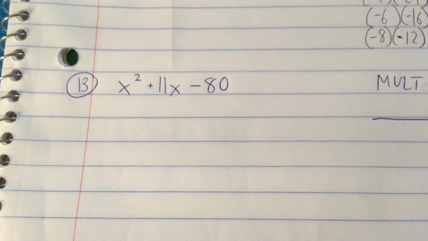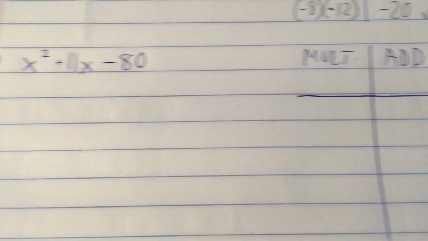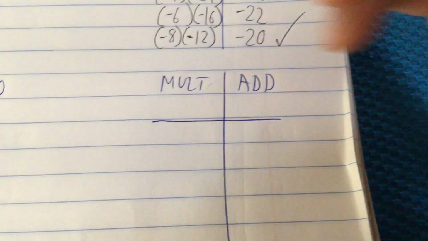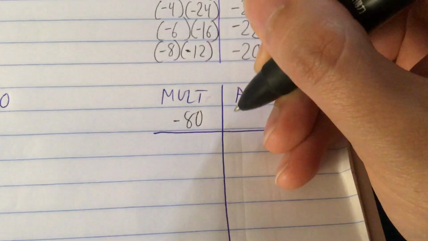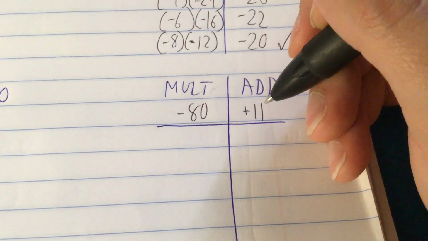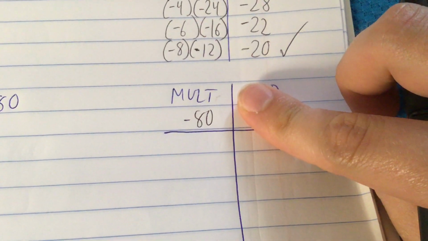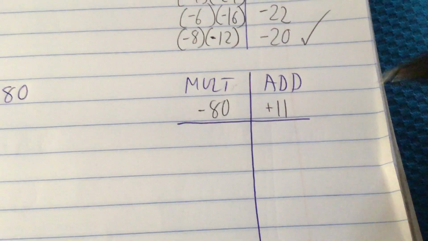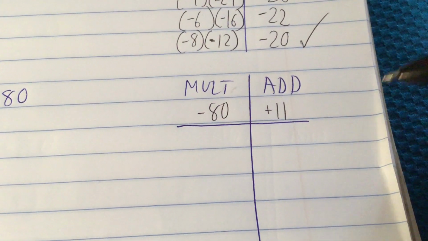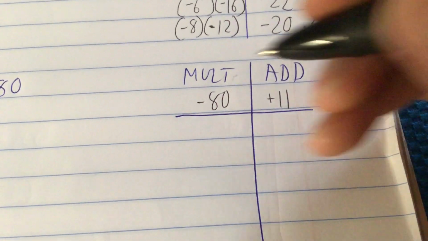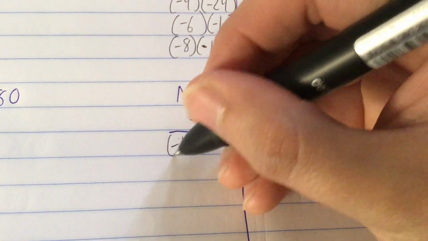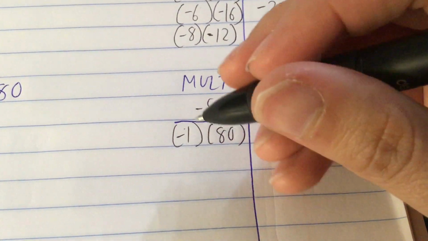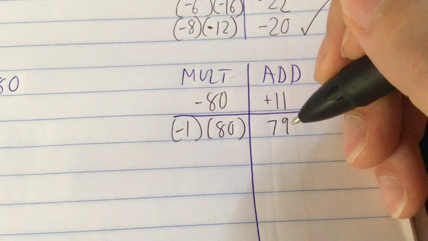Okay. Number 13, x squared plus 11x minus 80. Can I factor out a GCF? No, so I have to do the creative method of multiplying to negative 80, adding to positive 11. Two numbers that multiply to negative 80 need to be one positive, one negative. But what does that positive 11 tell me? That tells me that the positive number has to be a larger value than the negative. So let's start with negative 1 and positive 80. Negative 1 and 80 multiply to make negative 80, but negative 1 plus 80 is positive 79.